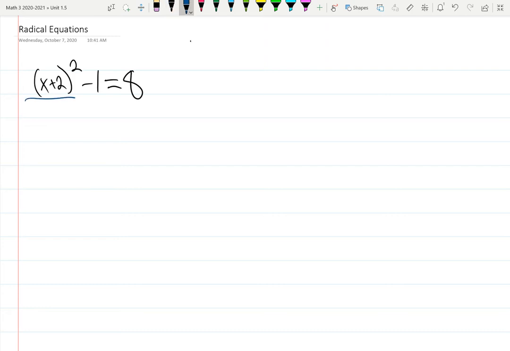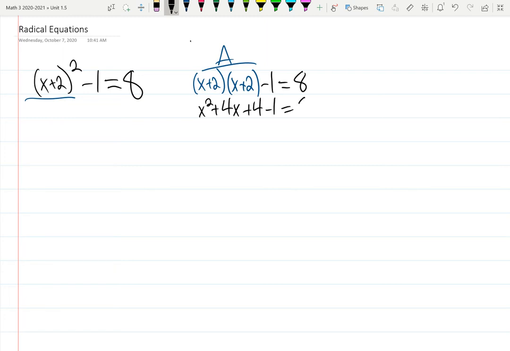So in order to do it this way, I'm going to rewrite this equation as (x + 2)(x + 2) − 1 = 8. I'm going to go ahead and multiply out the binomials, resulting in x² + 4x + 4 − 1 = 8. I'm going to continue to simplify, and the number of terms is going to decrease.